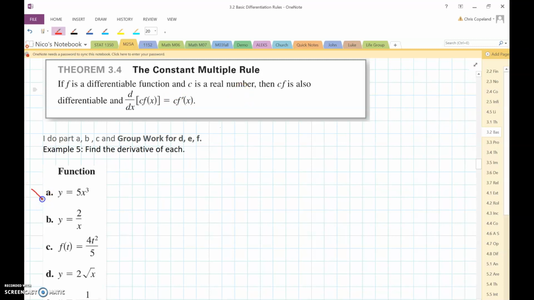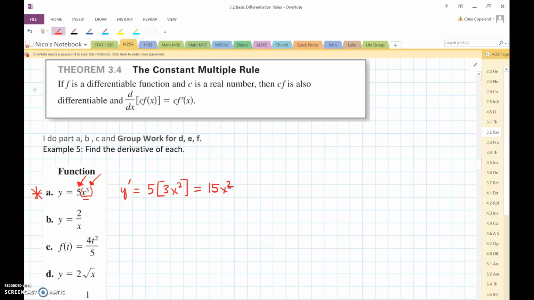So let me give you a concrete example to show you what I'm talking about here. Let's look at A. Okay, this would be a constant times a function, x cubed. So when we want to take the derivative, we first of all figure out the derivative of x cubed. Well, we know the derivative of x cubed would be 3x squared, and then you multiply that by the constant. So this would end up being 15x squared.